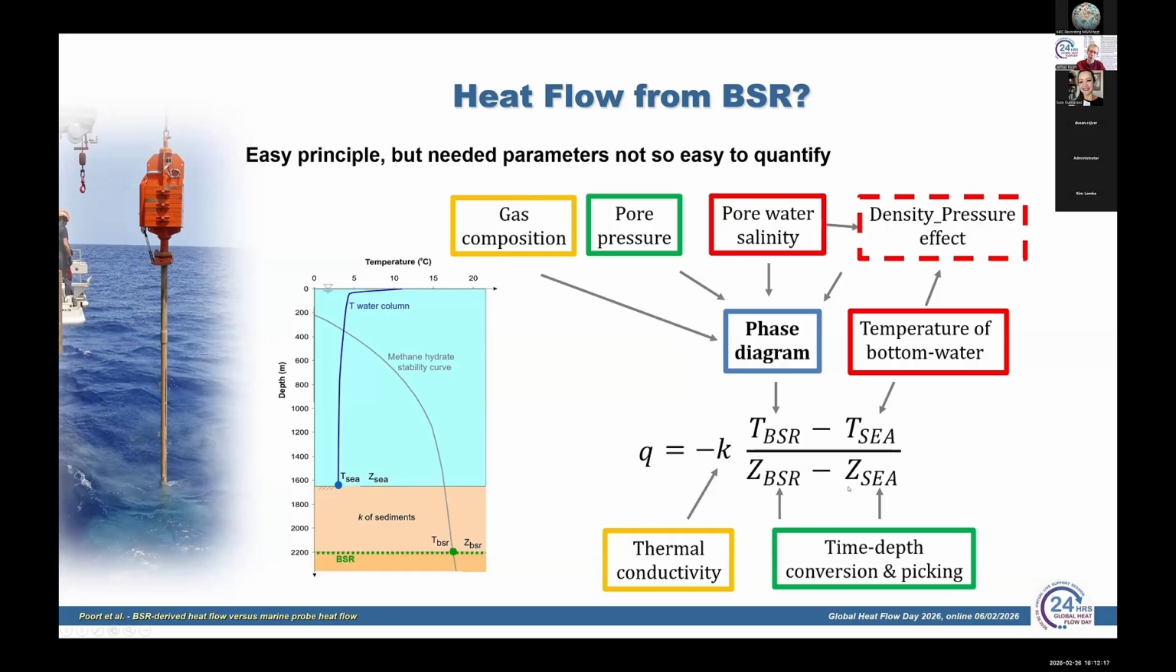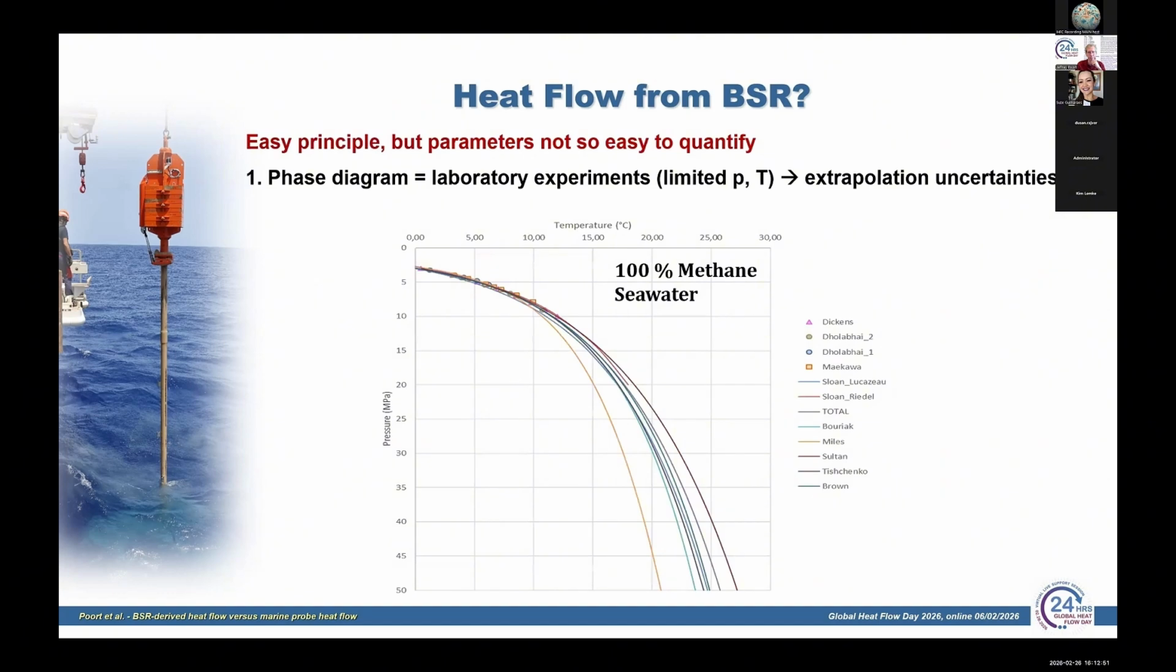Here is a simplified version of this equation, and you can see these are the different parameters that we need to know in order to define these main parameters. All of them can introduce an error, which can be considerable. So it's important to look at each of them in detail when you're doing heat flow estimates from BSR. I will now go quickly through these different parameters and show a little bit why they are so important for this heat flow estimate.